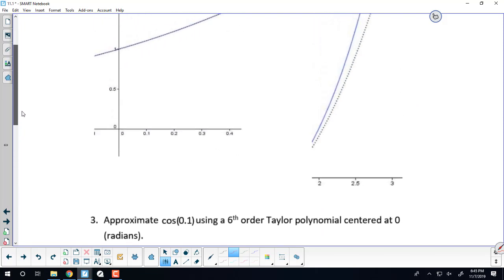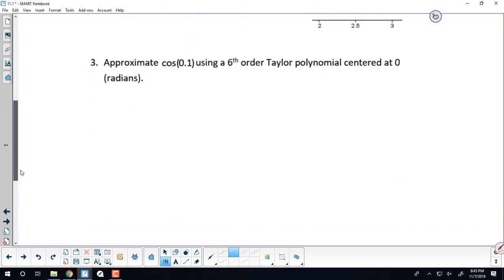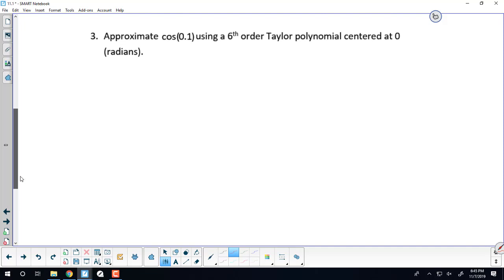So that's for the e to the x in the polynomial we just plotted. Now, approximate cosine of 0.1 using a 6th order Taylor polynomial centered at 0. Do y'all remember if cosine was an even function, an odd function, or neither? Even, cosine's an even function. So what would we expect when we looked at the Taylor polynomial for cosine?